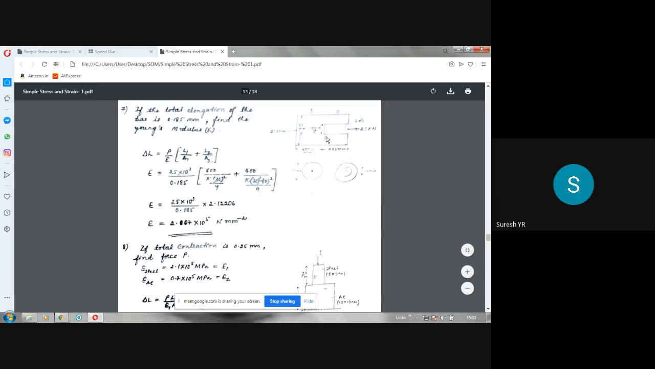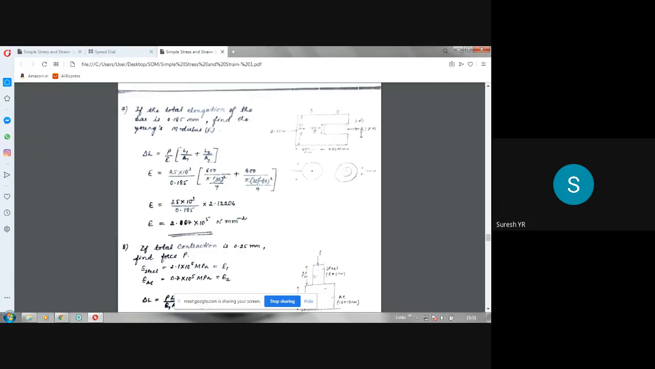Length is 600 mm here. Here the length is 400 mm for this portion. Here the area is pi by 4 into 30 square. From here to here, the area is pi by 4 into 30 square minus 10 square. But he has given the force value the same. So both portions of the bar are subjected to the same force, 25 kilonewton tensile. That means both portions are subjected to tensile stresses.